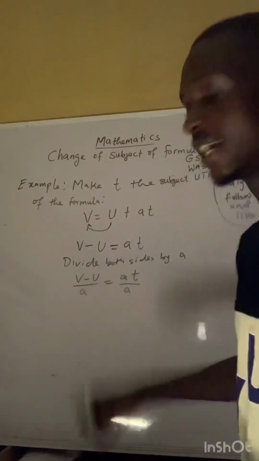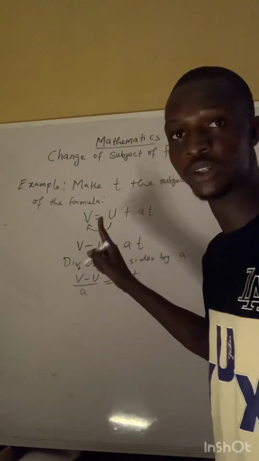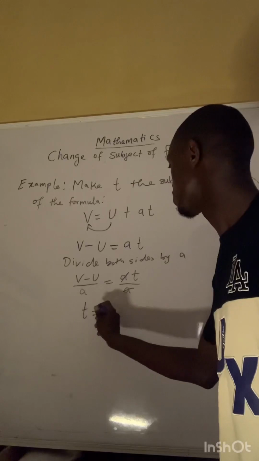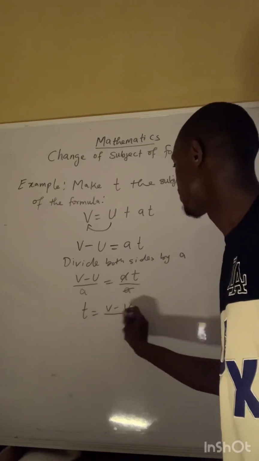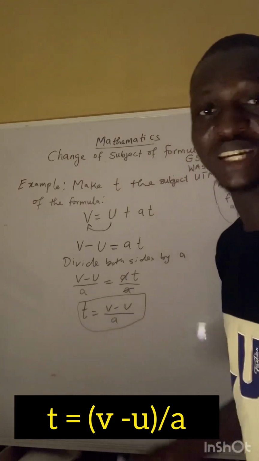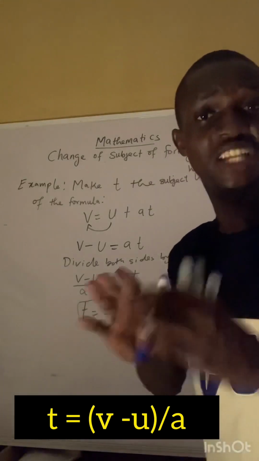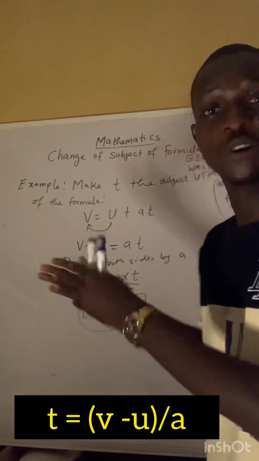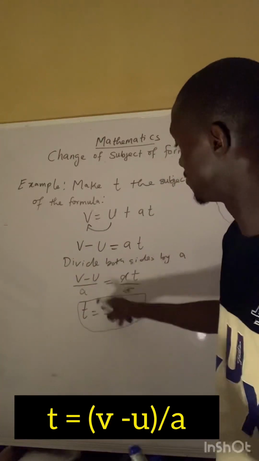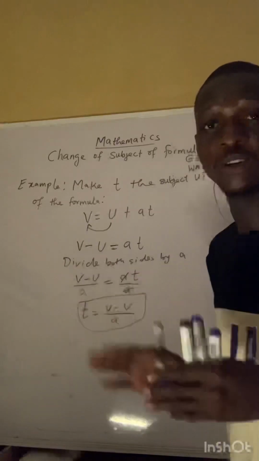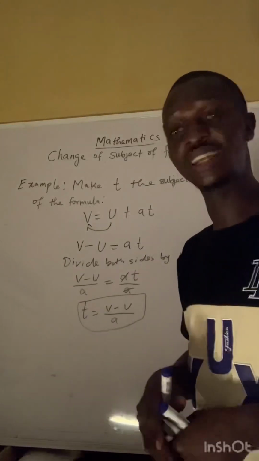So at this point, a divided by a is 1. So therefore we have 1t here, which is t. So therefore t equals v minus u over a. At this point, we have made t the subject of the formula without changing the letters. We didn't bring in other letters, it's still the same letters. We are having our v, our u, our a. So that is how to make a letter the subject.